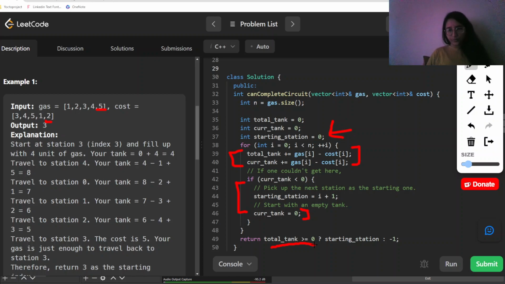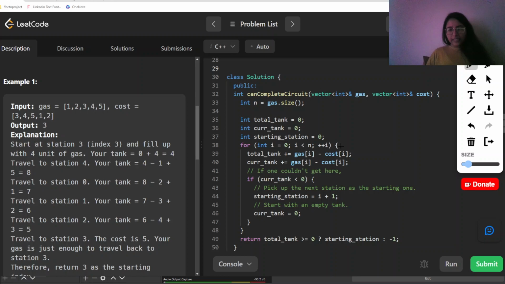If at the end our total tank value remains greater than or equal to zero, then surely the starting station which we have selected is our answer. Otherwise we return -1, which simply reflects that there is no starting station from which we can start our journey and get back with that much gas in our tank. So this is the only thing we are required to check here, just a comparison of these two things.